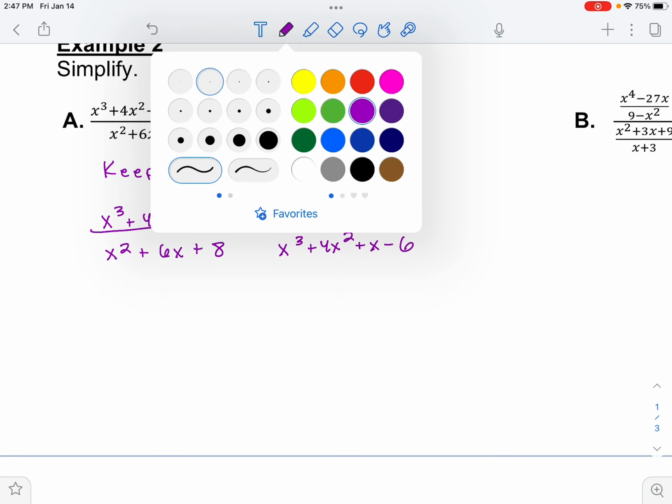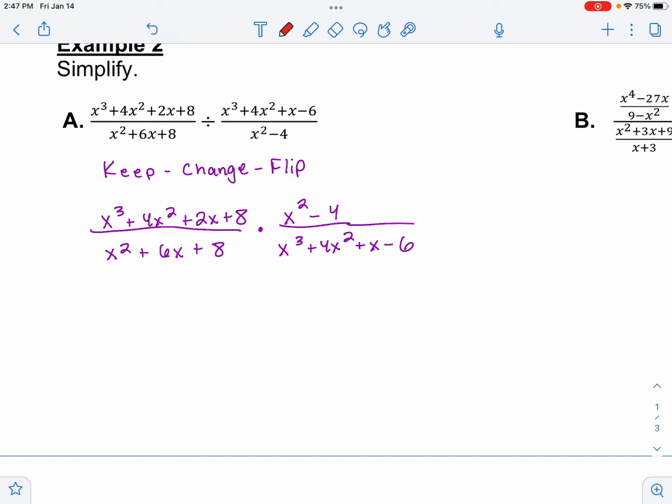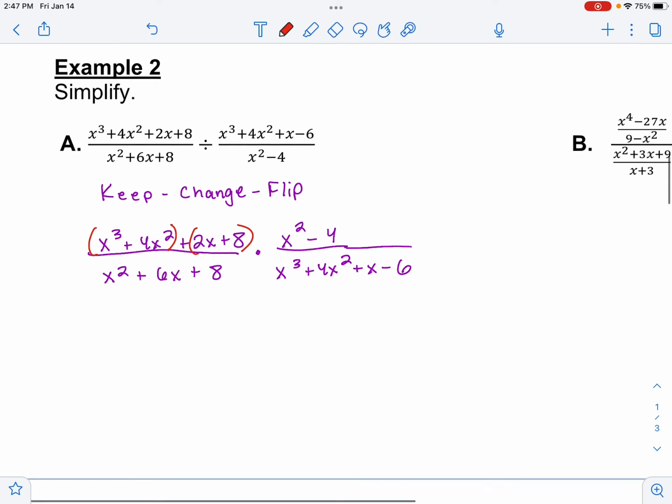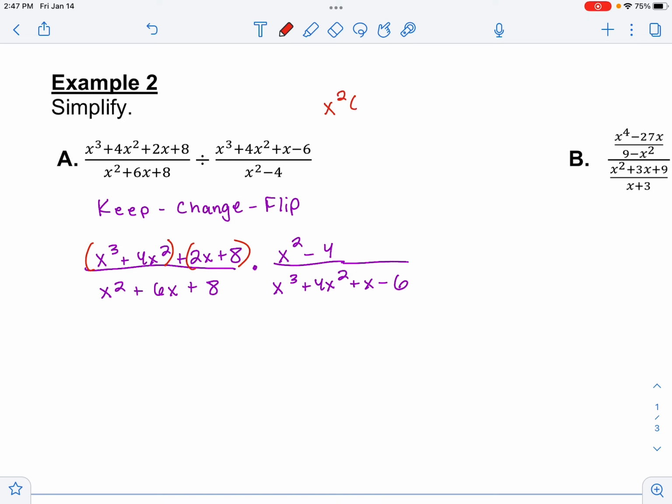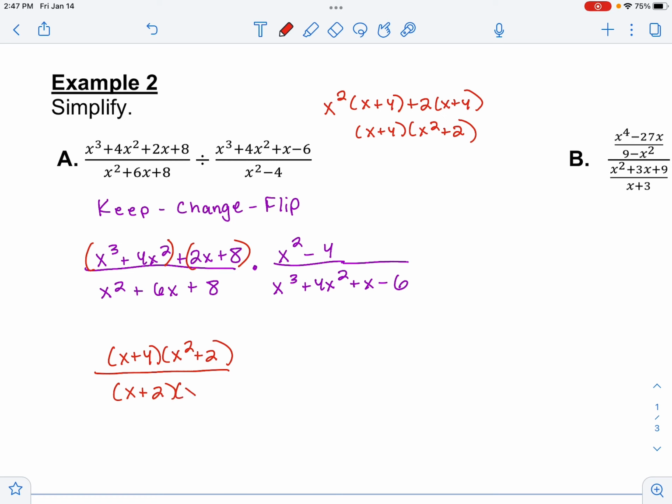There's a lot of factoring in this second half of the unit, so if you can remember how to factor, you should be in really good shape. I'm going to start by factoring by grouping for this first set of factors. I'm going to do my work right here. I'm going to take out an x squared, and I get x plus 4. Then I'm going to take out a 2, and I get x plus 4. And then I'm going to take out an x plus 4, and I get x squared plus 2. So when I factor this first numerator, I get x plus 4 times x squared plus 2. On the bottom, two numbers that multiply to 8 and add to 6. I get x plus 2 times x plus 4.